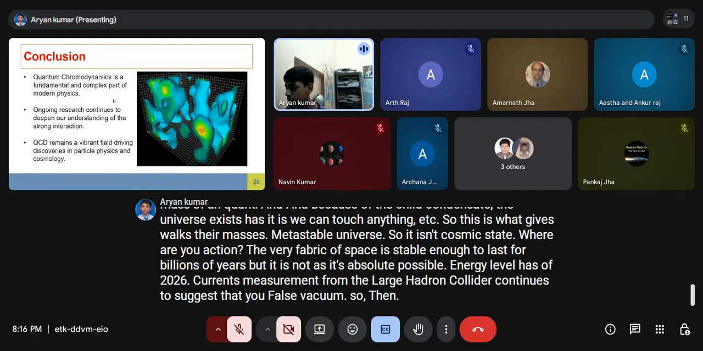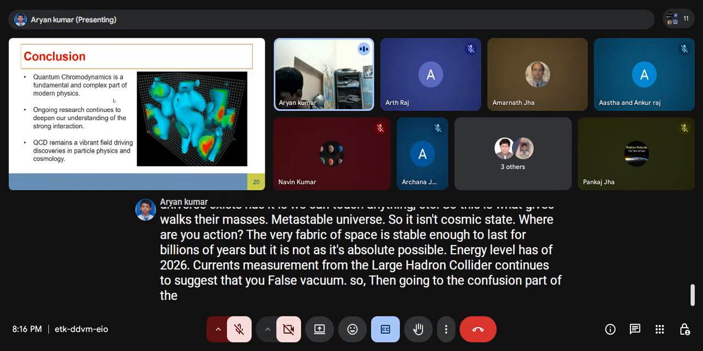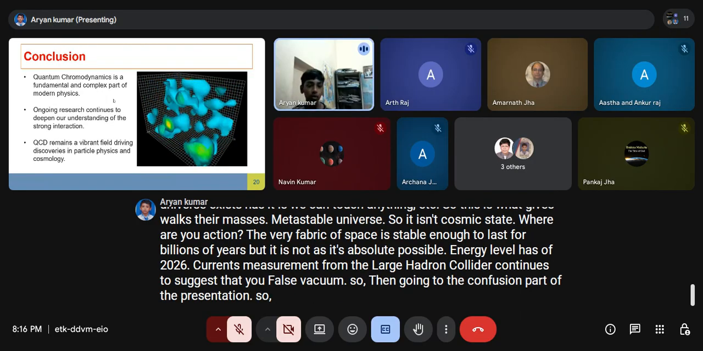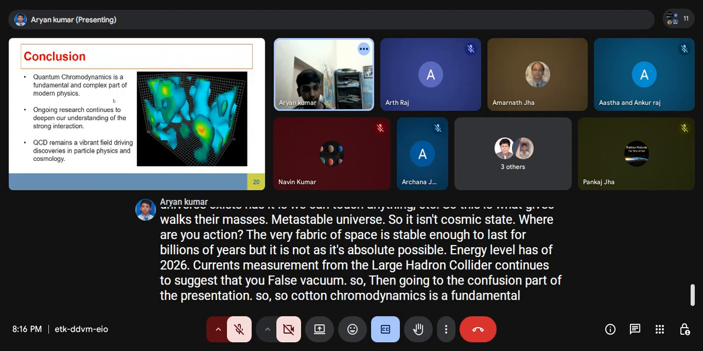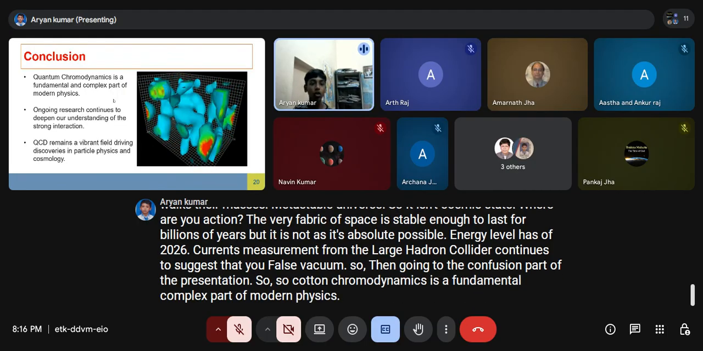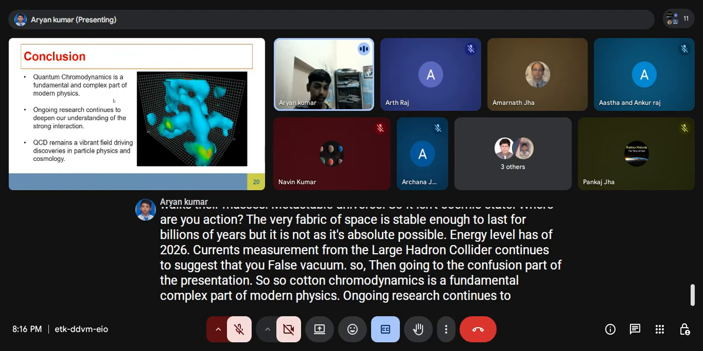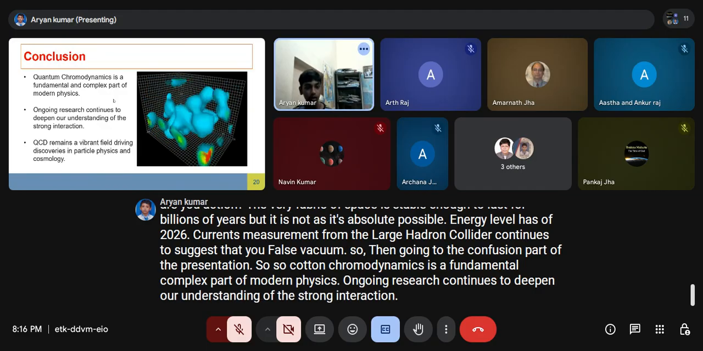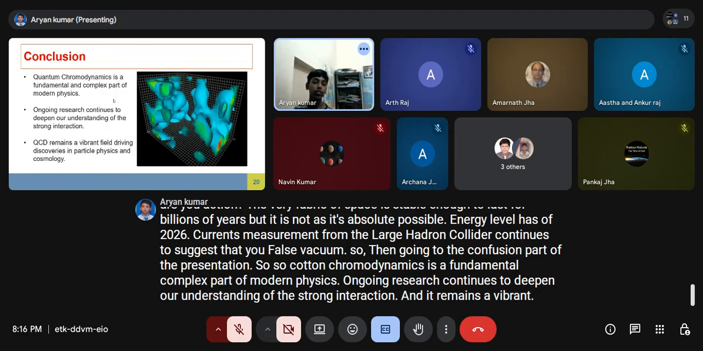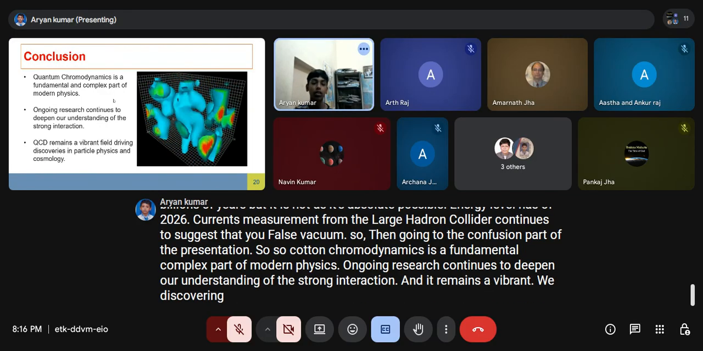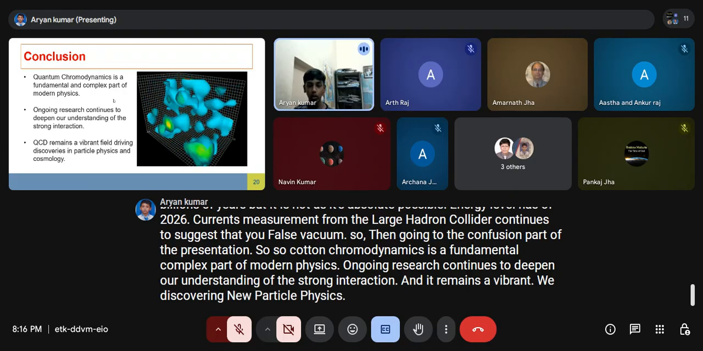So we are going to the conclusion part of the presentation. Quantum chromodynamics is a fundamental, complex part of modern physics. Ongoing research continues to deepen our understanding of this strong interaction, and it remains a vibrant field discovering new particle physics and cosmology.